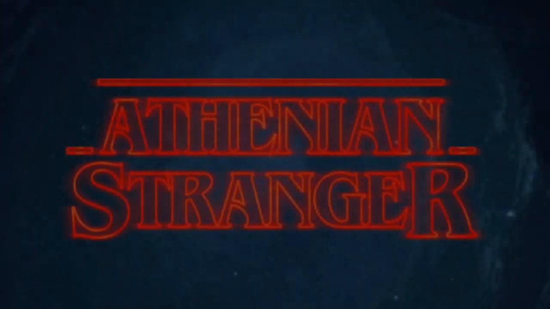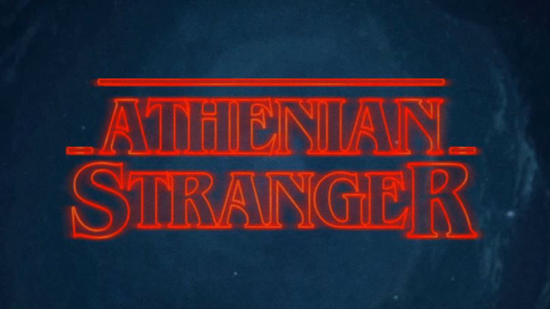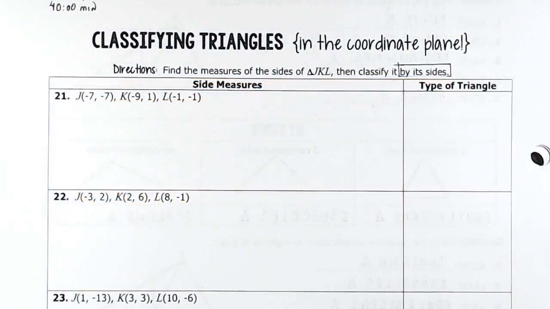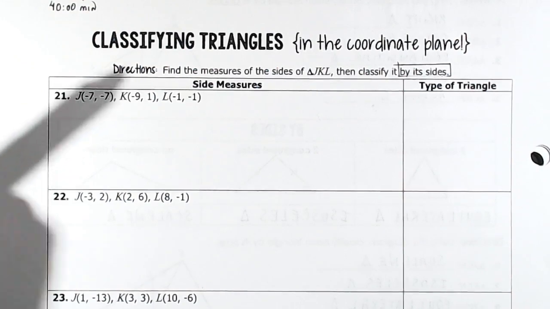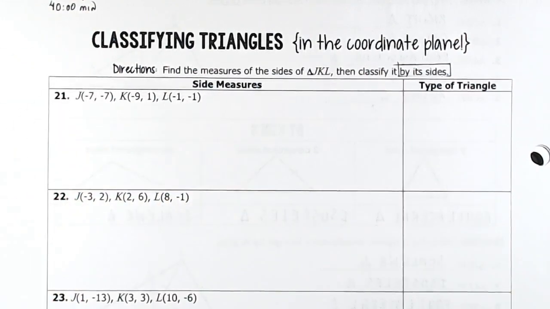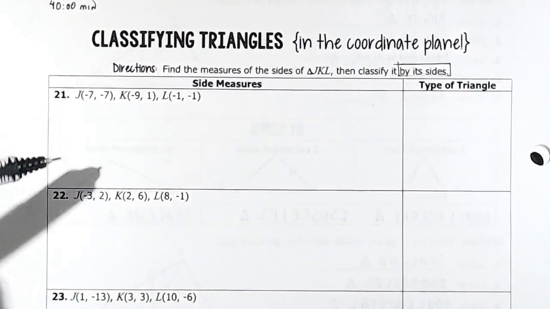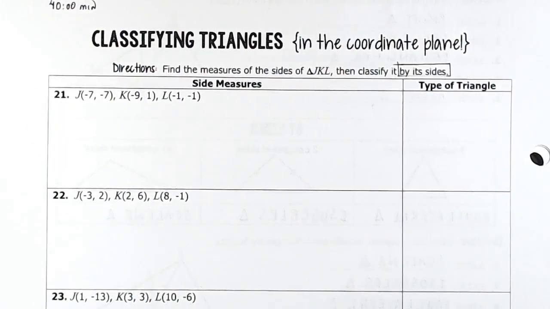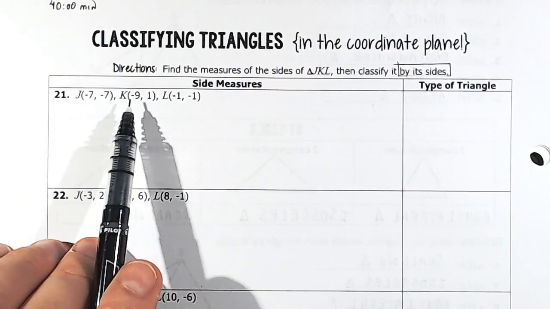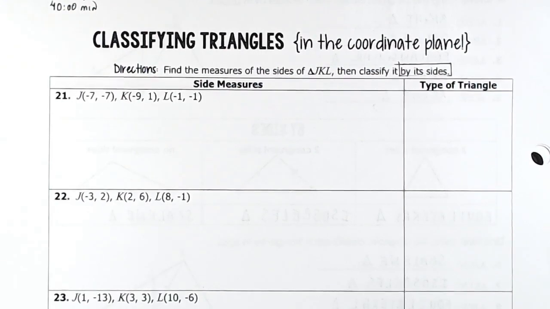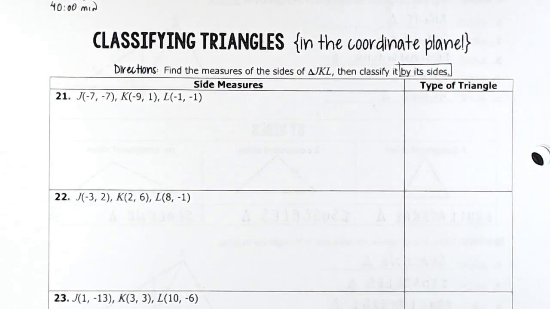All right, ladies and gentlemen, welcome back to this Athenian Stranger tutorial video where today we will continue our discussion of congruent triangles by learning how to classify triangles using their side lengths without a graph. So we don't have a graph and we just have the coordinates of the vertices of the triangle. And what we're going to have to do here is use the distance formula.